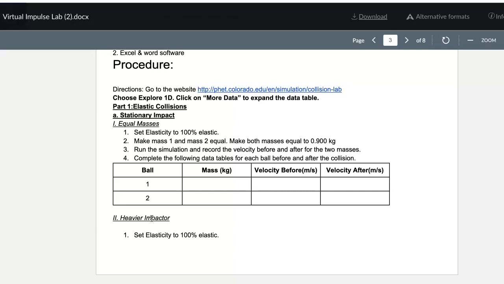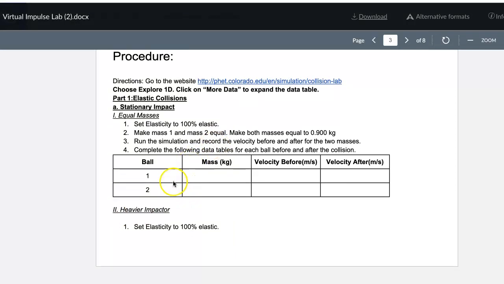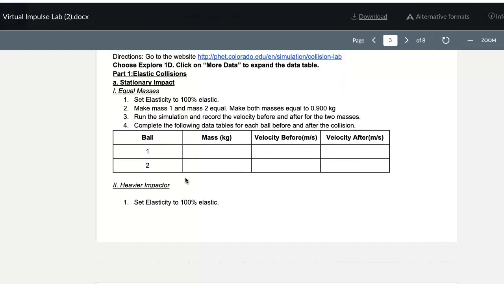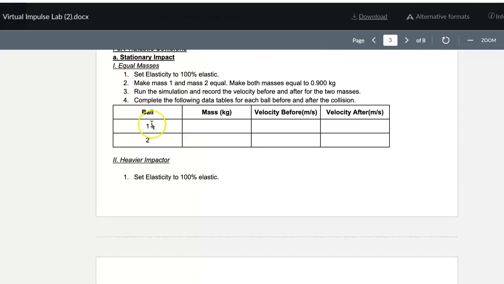You have to use 0.9 kilograms, and every time you run the simulation, you need to record the masses, the velocities before, and the velocities after. This is what is going to be in your data section. For the first attempt, we are going to have a stationary impact, which means the mass that is going to be hit is at rest, and both masses are equal.